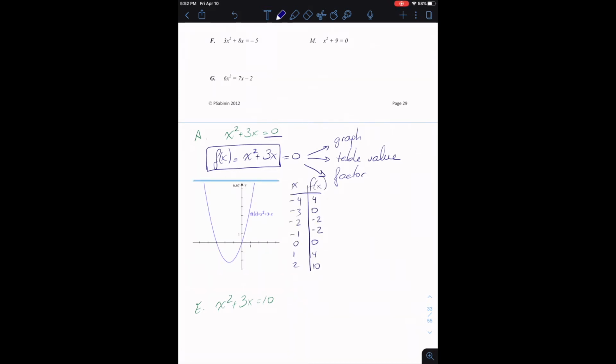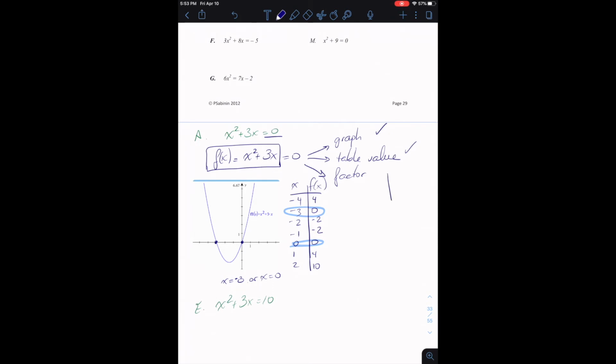So now we see that I've created a graph of x squared plus 3x. I've also created a table of values for x squared plus 3x. On the graph and on the table of values, we can already identify where the value of the function is equal to 0. Both of those tell us that when x is negative 3 or x is 0, the value of the function is 0. So we've looked at it through the graph and through the table of values, but we should also be able to factor it.